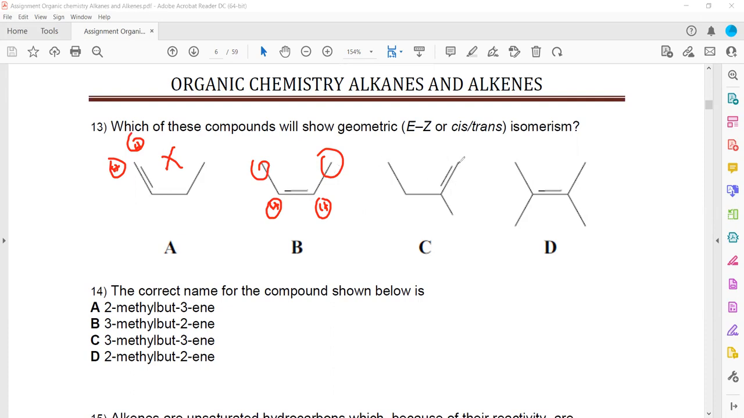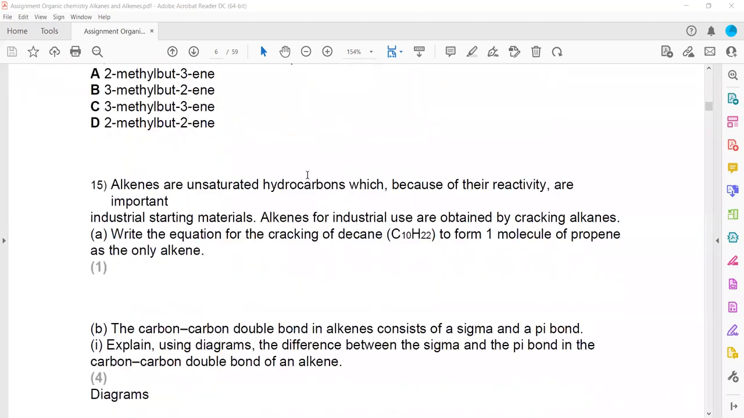When we check this one, we check the 2 carbons which have the double bond. This carbon will have hydrogens, so 2 identical groups with the same mass are attached. Same thing with these 2 carbons, but this is CH3, this is also CH3. So we cannot compare which one is heavier. That's why they cannot exhibit geometrical isomerism. So B is the right answer. The correct name for the compound shown below is... so the structure for this one, I will add a structure for this one.